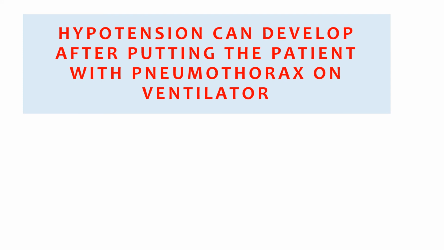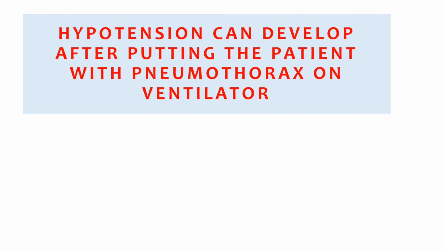The moment you put him on the ventilator, the entire thorax goes into positive pressure, compresses the heart, and decreases the venous return to the right ventricle, and also compresses the pulmonary circulation, thereby decreasing the input to the left ventricle and the cardiac output, thereby causing hypotension. So please be aware of this and use whatever modalities you have to prevent this hypotension.